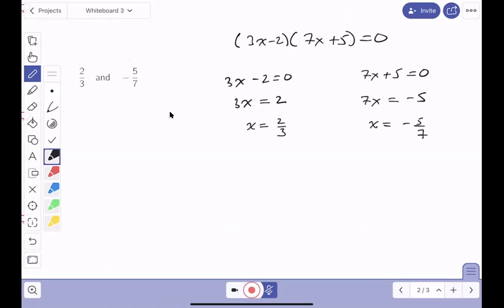So remember what we did in the past. We use a zero product rule. We had a product equals 0. Then we write the factors down, set them equal to 0, and we would solve. And we get these numbers over here.